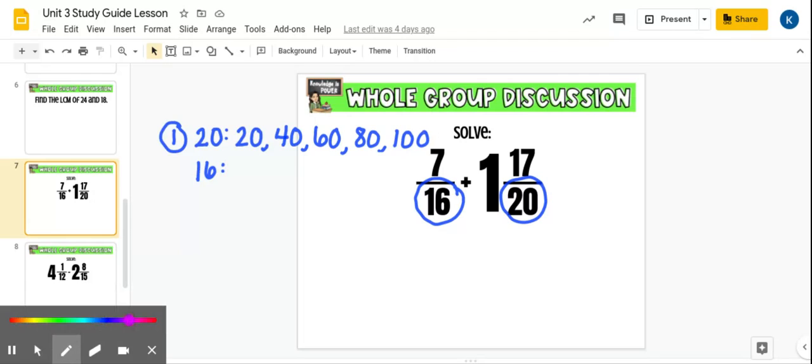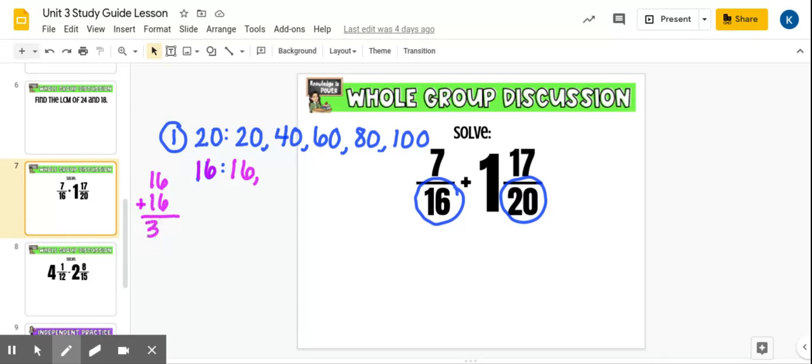Now I'm going to go to 16, and I'm going to skip count by 16s. Again, like I said, I don't really know my skip counting, so I'm going to do repeated addition. 16 plus 16 is 32. That one I do know. Okay, I know that my multiple of 16 is going to have to end in 0 because all of these numbers end in 0: 20, 40, 60, 80, 100. So I'm going to keep adding 16 to my number until I can get a common multiple. 48.